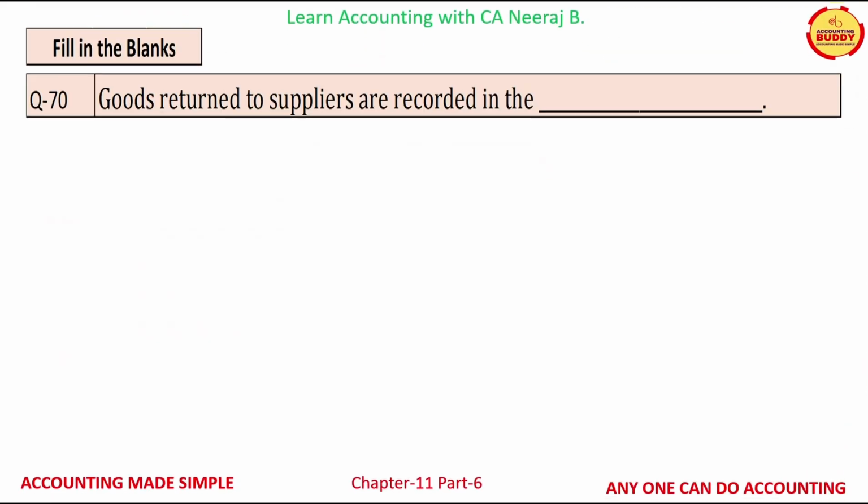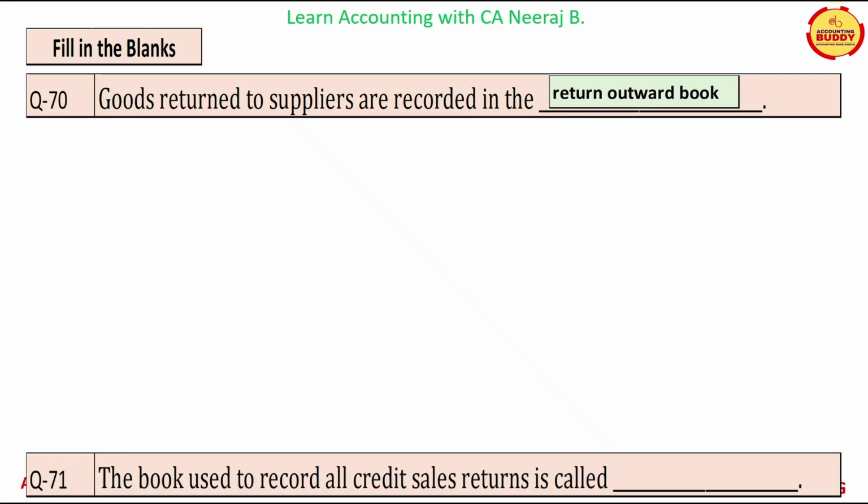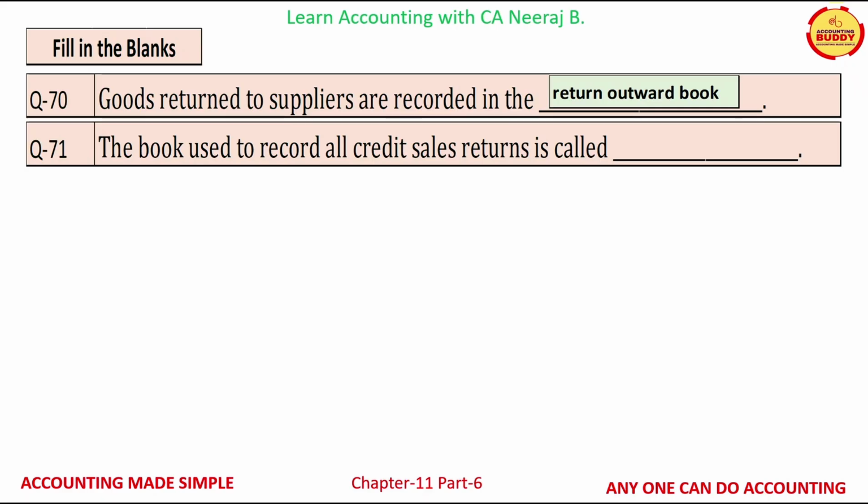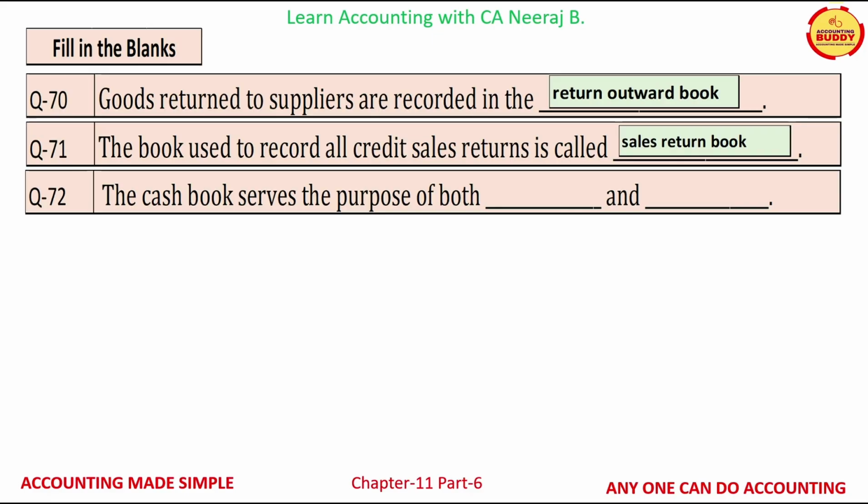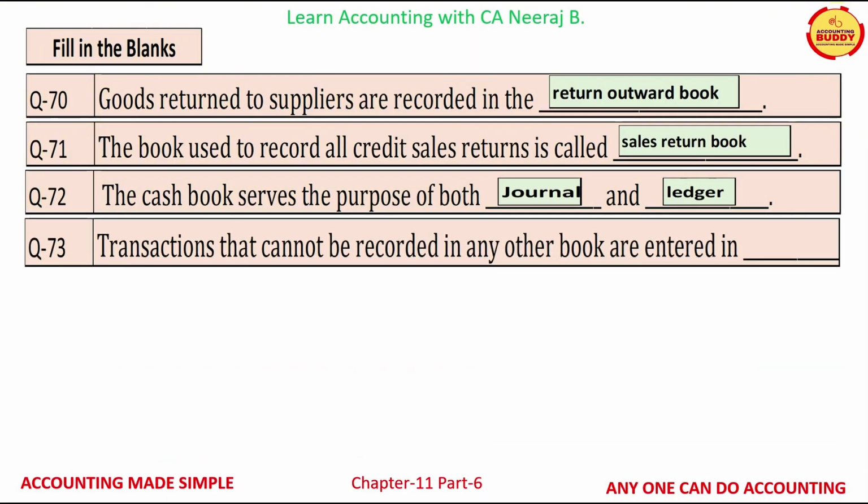Question number 70 is, goods returned to suppliers are recorded in the dash, and the correct answer is return outward book. Question number 71 is, the book used to record all credit sales return is called dash, and the correct word is sales return book. Question number 72. The cash book serves the purpose of both dash and dash, and the correct words are journal and ledger. Question number 73. Transactions that cannot be recorded in any other book are entered in dash. The correct answer is journal proper.